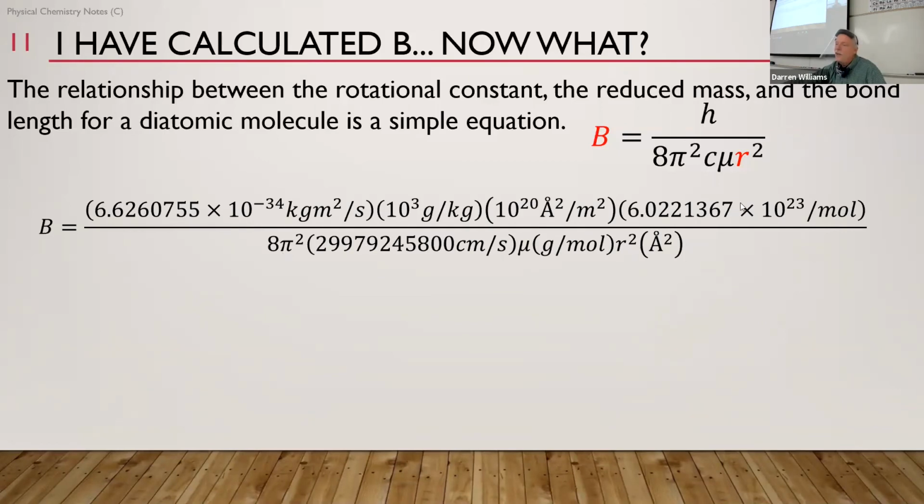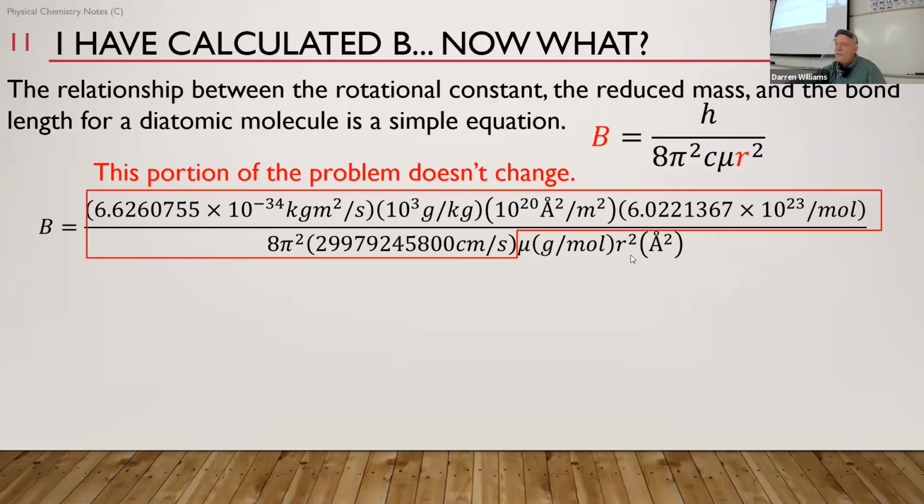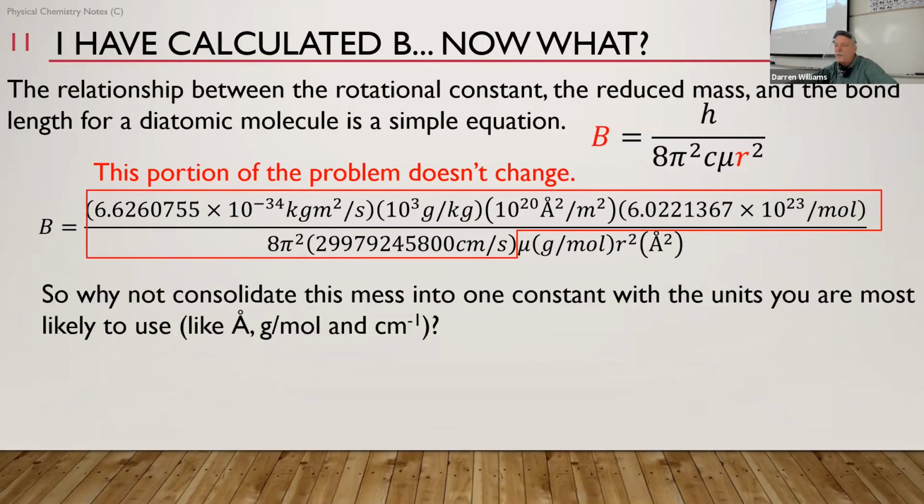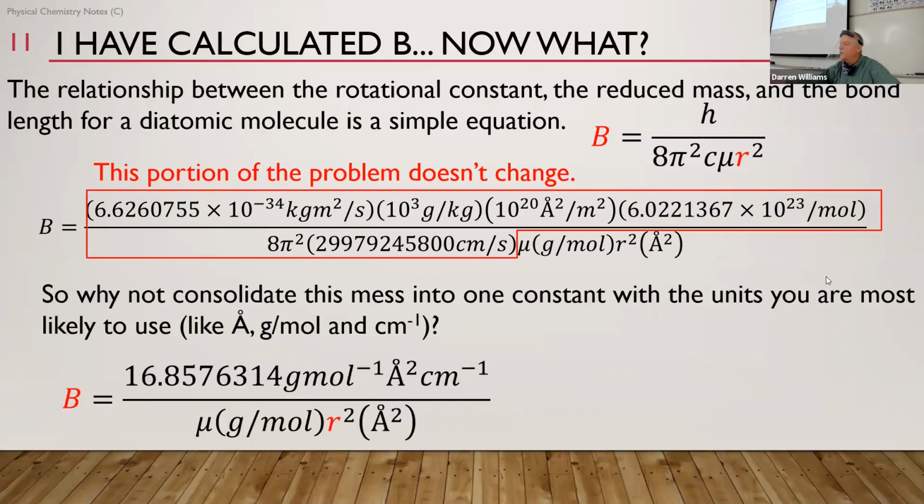Make life easy for yourself. This is all of the constants that you would put in there if you were going to use grams per mole for your mass and angstroms for your bond length. And so make life easy. None of those constants change. So combine all of those constants into one constant, and then you can have this where you have the units that you want.